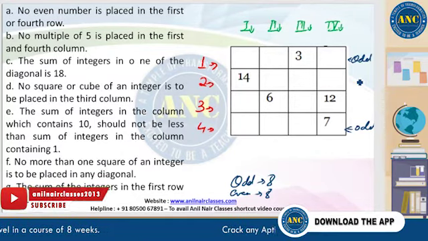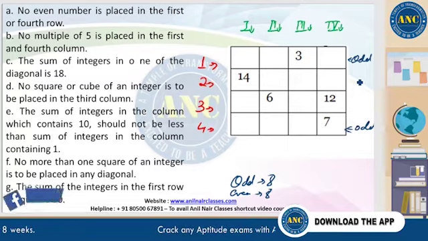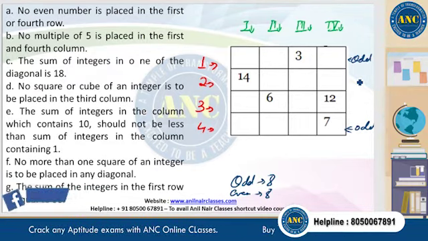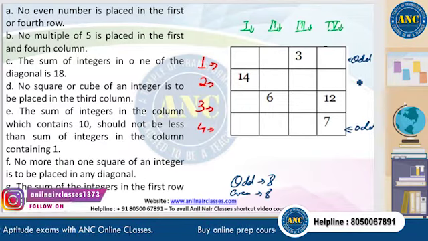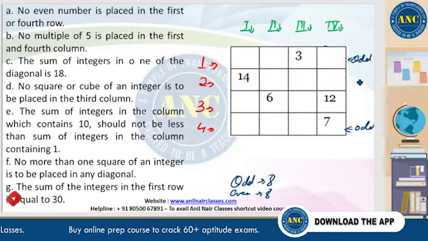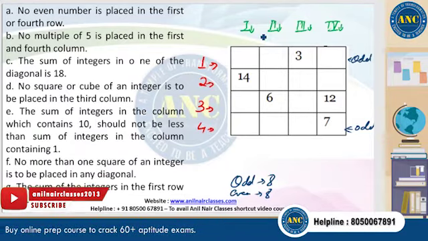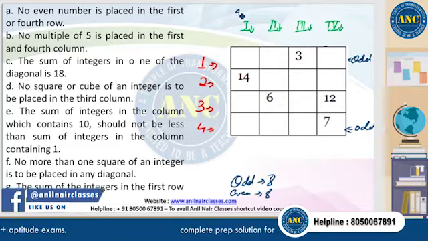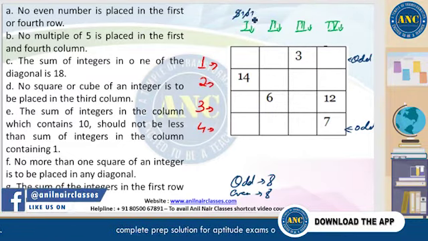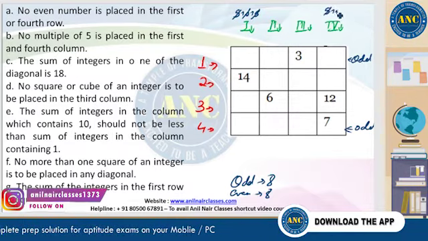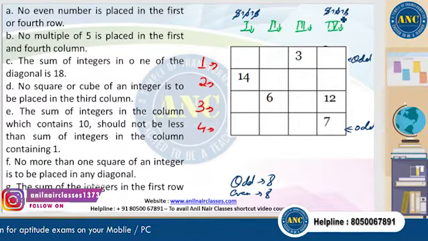No multiple of 5. We are looking at point number B. No multiple of 5 is placed in the first and fourth column. Now it's column. It's changed to column. No multiple of 5. That means we're not going to place, what are the multiples of 5 we have here? 5, 10, and 15. We are not going to place 5, 10, or 15 in the first column, nor are we going to do that with 5, 10, and 15 in this column.